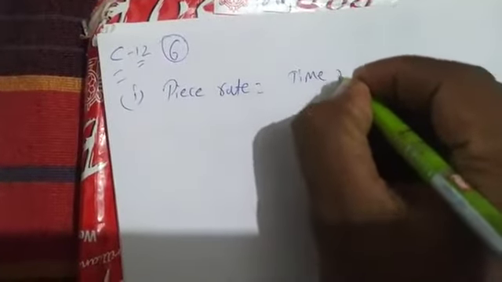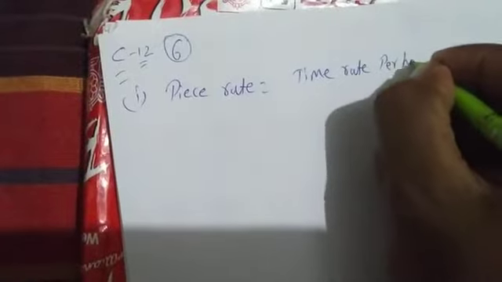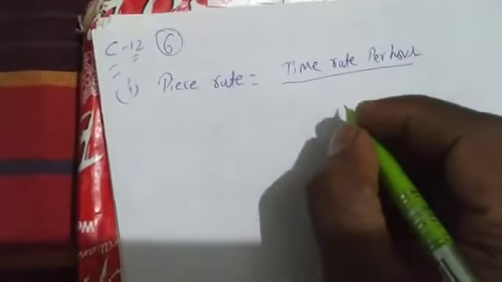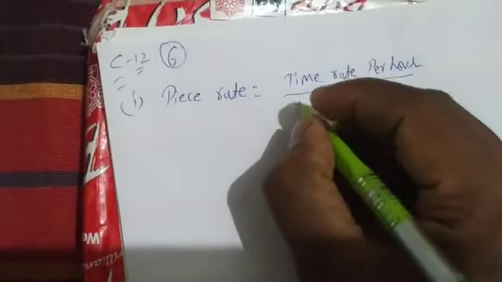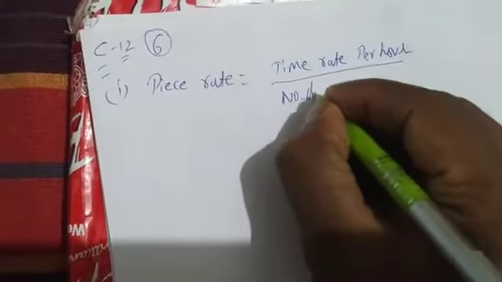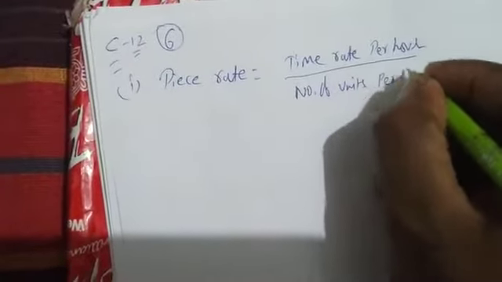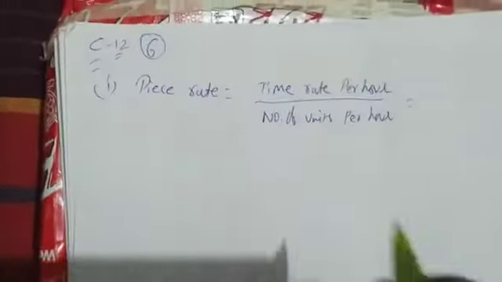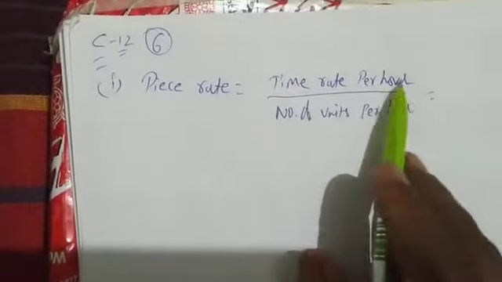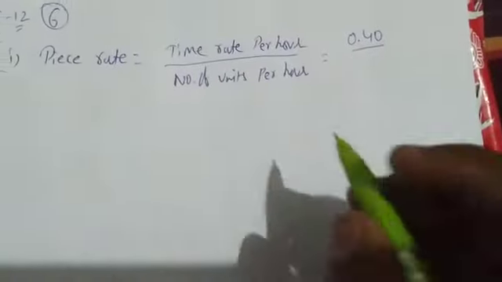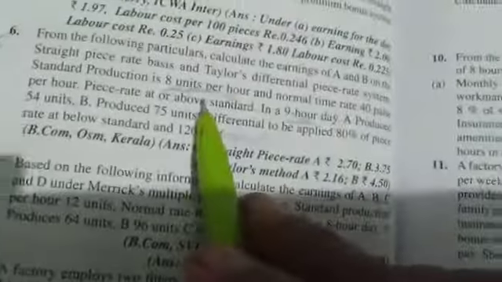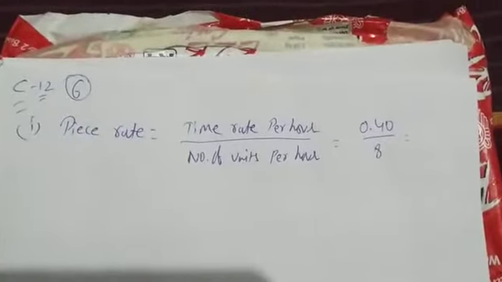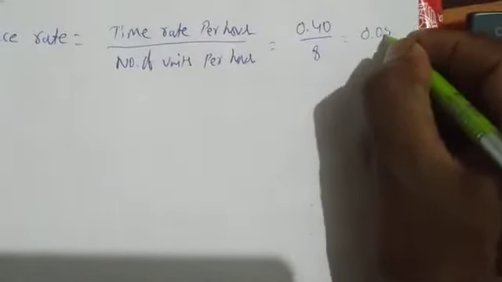Time rate per hour divided by number of units per hour. We have already written this formula in earlier classes. So time rate per hour, how much do we have here? 0.40. 40 paisa means 0.40, and number of units per hour is how much? How many units are we producing? We are producing 8 units. So do 0.40 divided by 8. So we are getting 0.05 as piece rate.